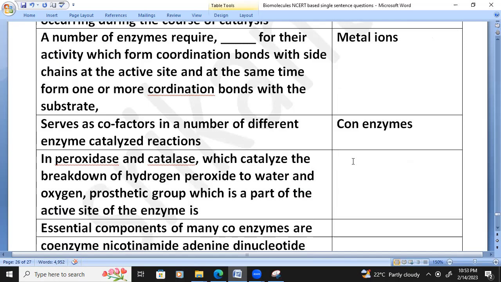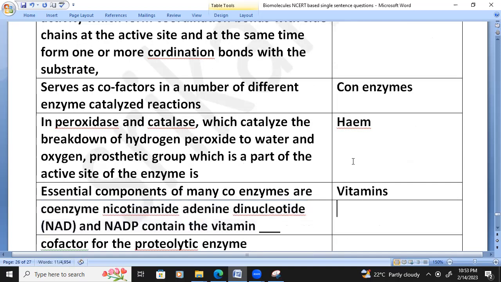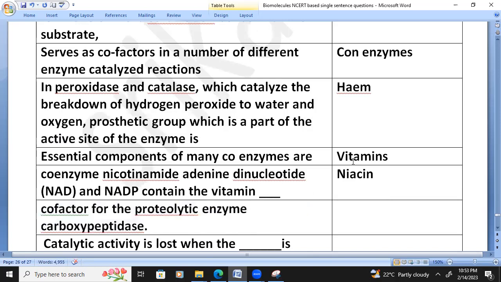The prosthetic group, which is a part of the active site of the enzyme, is heme. Essential components of many coenzymes are vitamins. The coenzymes nicotinamide adenine dinucleotide and nicotinamide adenine dinucleotide phosphate contain the vitamin niacin or nicotinic acid.